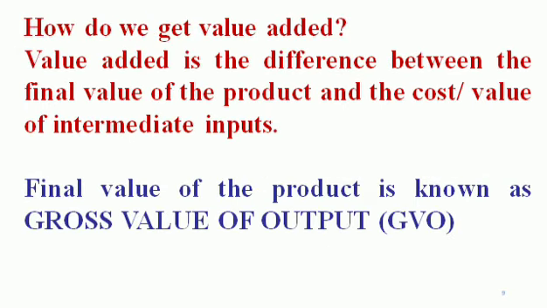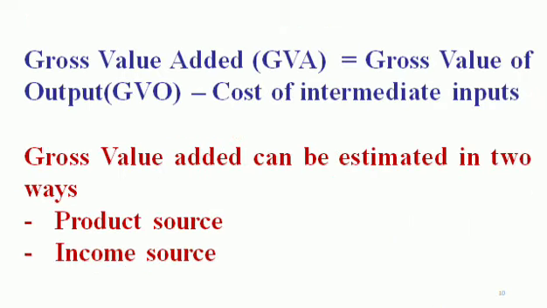Value added is the difference between the final value of the product and the cost of the intermediate inputs. This final value of the product is known as gross value of output or GVO. So calculating the value added according to SNA 2008 would be: gross value added is equal to the gross value of output minus cost of intermediate inputs.